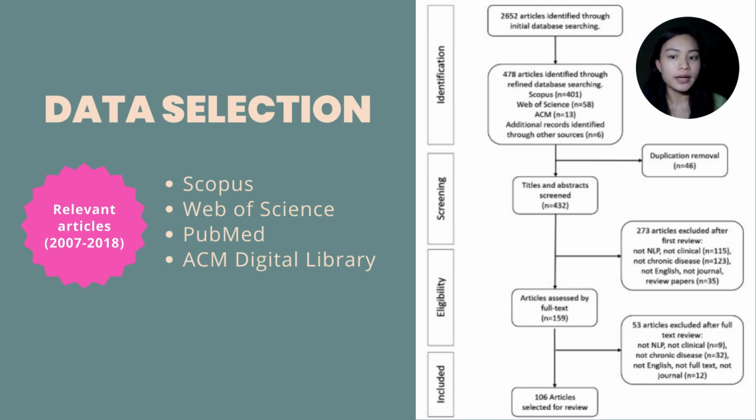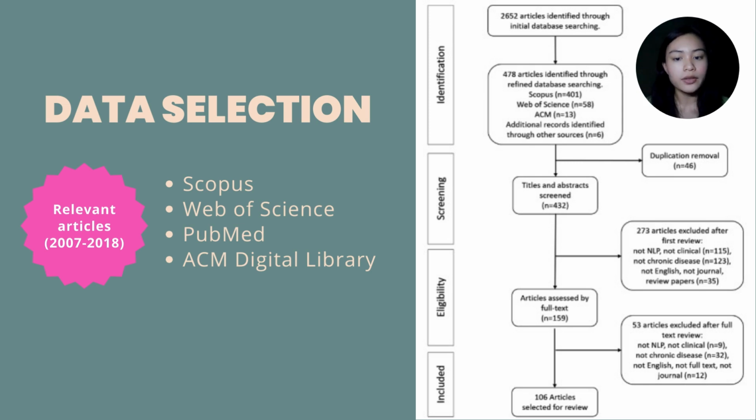Secondly, after the input data, the data selection is categorized into 4 types of category. First is identification, second is screening, third is eligibility, and the fourth one is the included articles. So it started from 2K articles and end up with only 106 articles being included. So during the identification process, there are in total 478 articles being identified through the refined database searching. And after that, we remove the duplication. So in total, there are 46 duplicate articles.